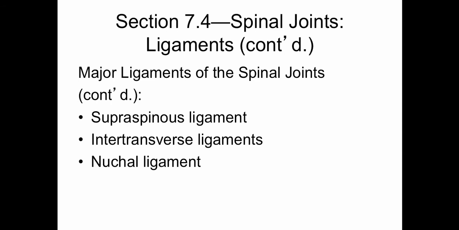The nuchal ligament runs along and between the spinous processes from C7 to the external occipital protuberance of the skull. This ligament is often described as a combination of the interspinous and supraspinous ligaments of the cervical region. There is some question, though, as to whether tension on the nuchal ligament could create an adverse pull on the dura mater.